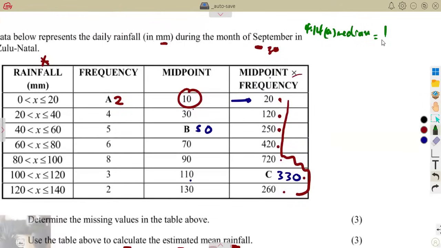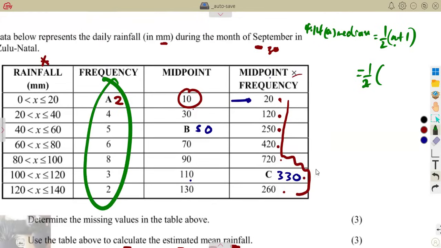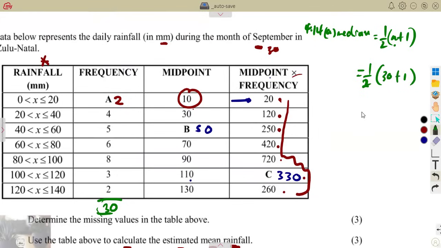So you're going to calculate half of n plus 1. N is the total of the frequency. Remember, when you added the frequencies, you got 30. So it is going to be half of 30 plus 1. Half of 30 plus 1 is the position of our median. Let me write it this way: median position. This is going to give us 15.5. That's the 15.5th position. It's a position, not to say that's our median.